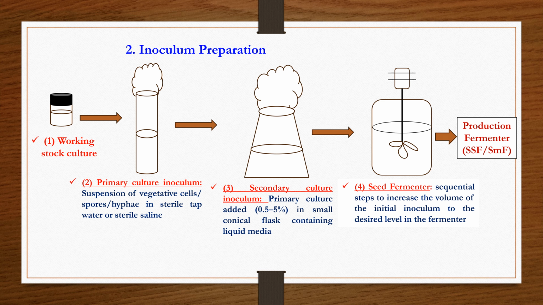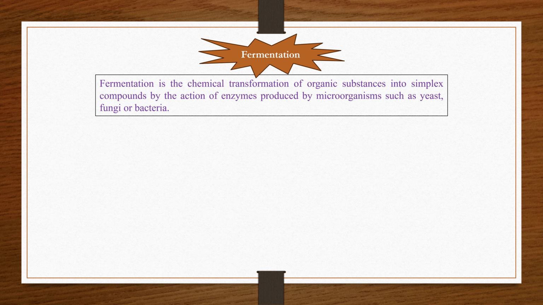Whatever inoculum is prepared in the fermenter is utilized for the production of enzyme, either in solid state fermentation condition or in liquid fermentation condition. Fermentation is the chemical transformation of organic substances into complex compounds by the action of enzymes produced by microorganisms like yeast, fungi, or bacteria. Commercial production of amylases is carried out in various steps, especially because the environmental factors required for the optimum growth of the microorganism may differ from those required for the production of the enzyme.